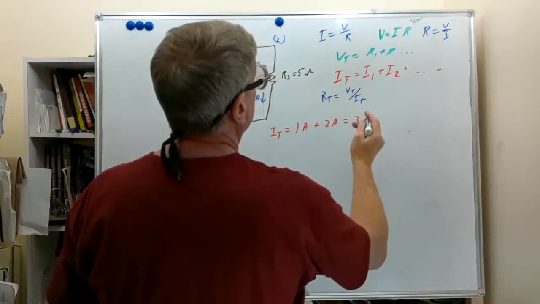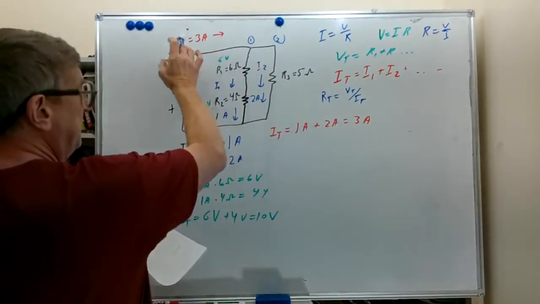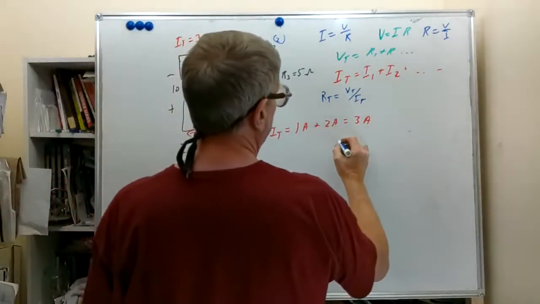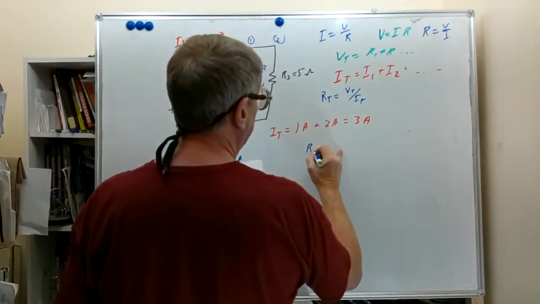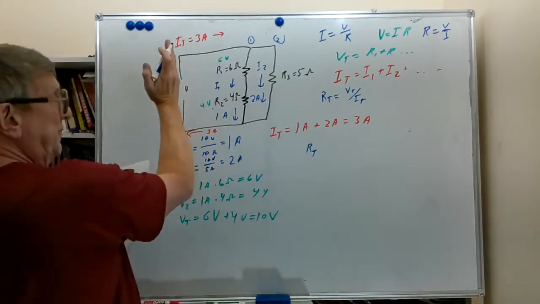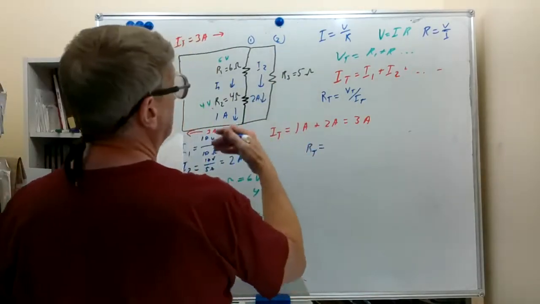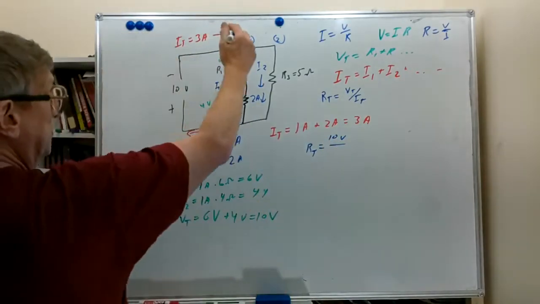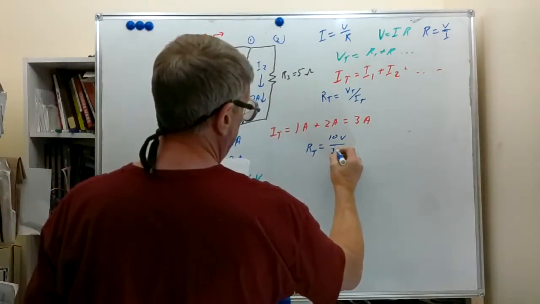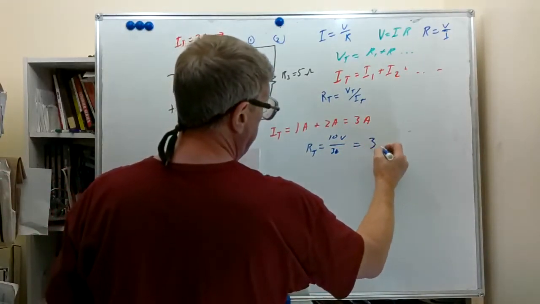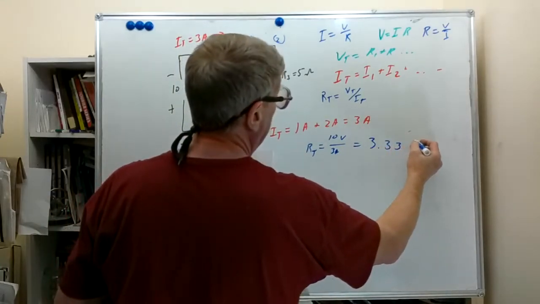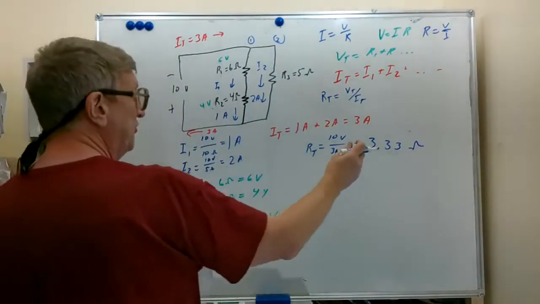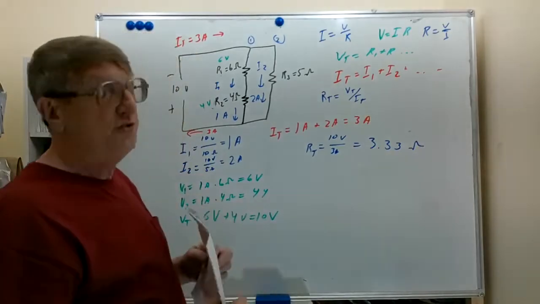So we calculate our RT. Now we've been given VT, 10 volts. So we're going to say RT, the total resistance of whatever we see over here, is equal to the voltage applied, voltage total 10 volts, divided by the total current, which was 3 amps. And this becomes 3.33 ohms. This would be a continuously repeating 3, but I'm just truncating it to 2 decimal places here.